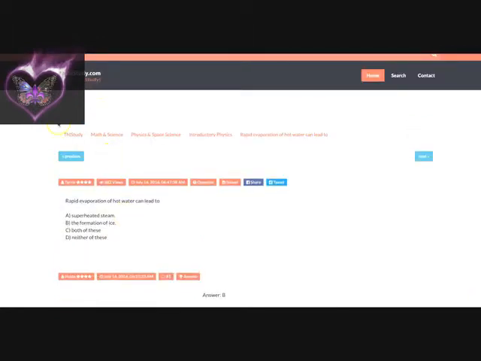Study class, right? Rapid evaporation of hot water can lead to: A, superheated steam; B, the formation of ice; C, both of these; D, neither of these. Rapid evaporation of hot water can lead to the formation of ice. So keep that in mind for later on when we talk about ice supersaturated regions or supercooled regions. Because when you hit something with frequency and then you back off, there's a supercooling that can take place.